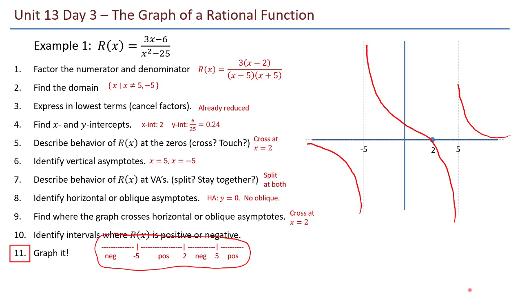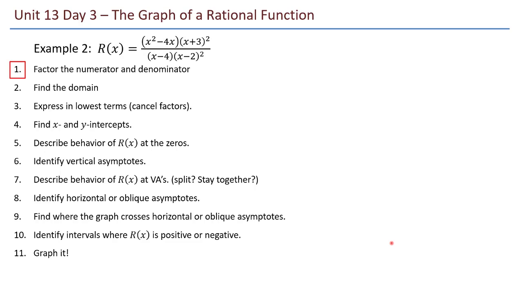Okay, I have one more example. Example number 2, and this one's a little bit trickier, but some of the parts are the same, so I'll go through this a little more quickly. Number 1, let's factor the numerator and denominator. It's actually mostly factored already. This factor here on the left looks like it can be factored even further.